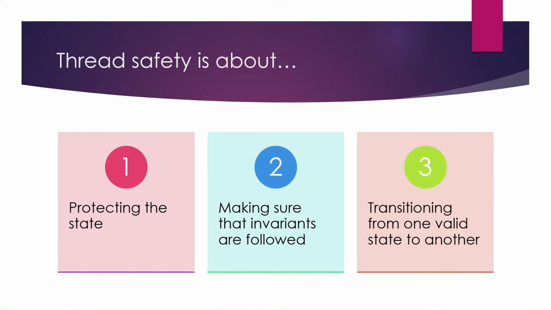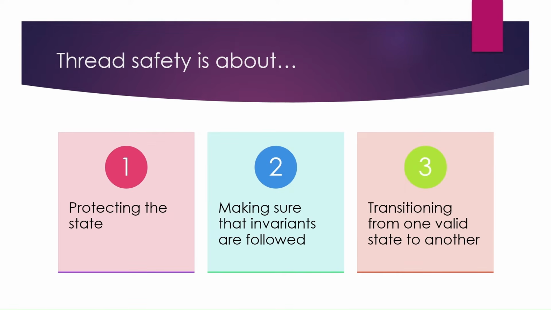Now that we understand the concept of object state and we saw how objects can be shared across multiple threads and any thread can attempt to update the state of the object, which may impact the operations of another object, all in all, we can say that thread safety is about protecting the state of the object on which the threads are working. Number two, it is about making sure that invariants are obeyed and followed. We already covered the concept of invariant, in which the state has a condition that must always remain true. And number three, transitioning from one valid state to another.